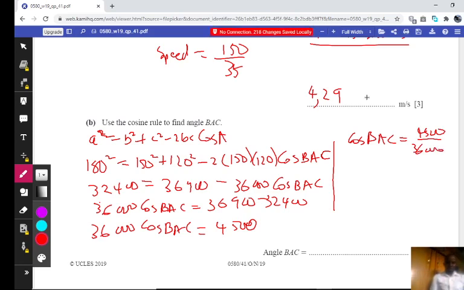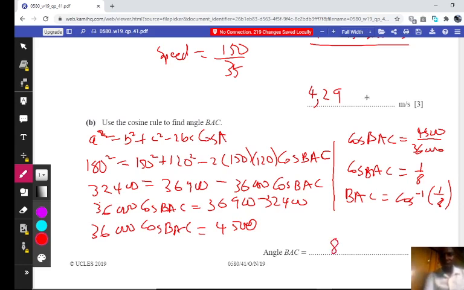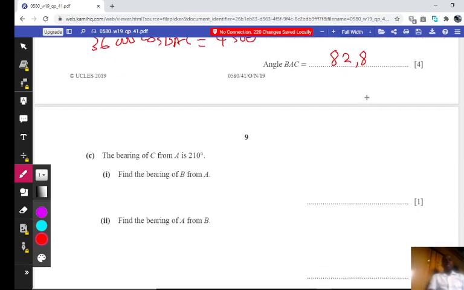So divided by 36,000, what do you get? You get as a fraction 1 over 8. So cos BAC is equal to 1 over 8. BAC is equal to arc cos of 1 over 8. So arc cos of 1 over 8, what do you get? Press second function, then arc cos, open bracket, 1 divided by 8, close bracket, then it is 82.8. 82.8 degrees to 1 decimal place. We are done. Right, next question.